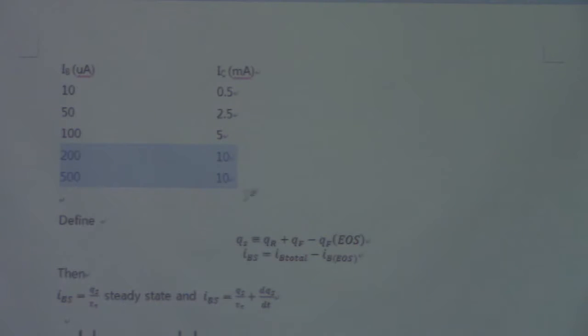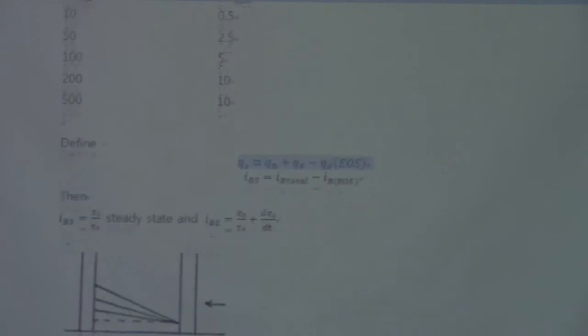So in this saturation case, we set the equation such that the saturated charge is going to be the forward charge minus the edge of saturation charge. This is not going to contribute anything to the current, so we subtract that. And then this is the equation that we have. And this is the steady state equation.